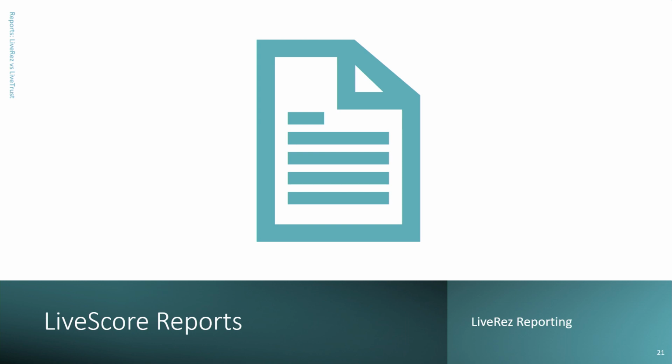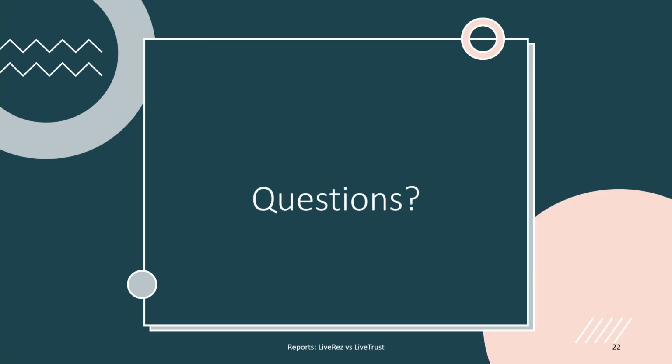So this will give you a great idea of their feedback in one spot instead of just overviews in the live score area. Again, the live score summary area is found under Tools, Live Score, but this one is found under LiveRez, Reports, Live Score Reports, one of the last reports on the list. All right. Any questions about the LiveRez reports? Because we're going to talk about LiveTrust reports next.